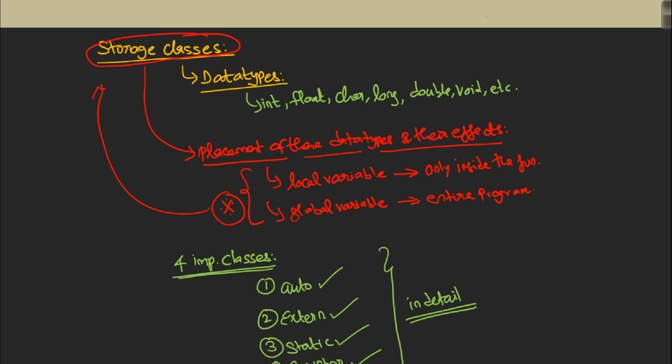Okay, so let us first start with how to declare these things. Declaration of storage classes. The declaration is simply like a normal variable declaration plus the storage class keyword. Okay, plus the storage class keyword. This is the most important thing.